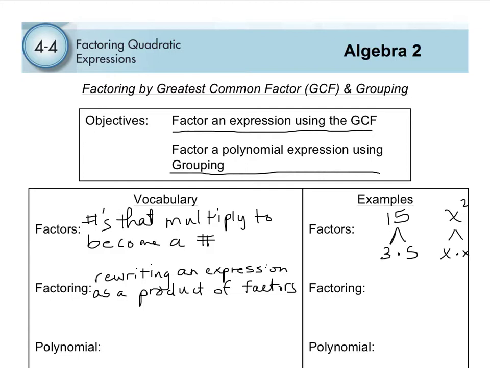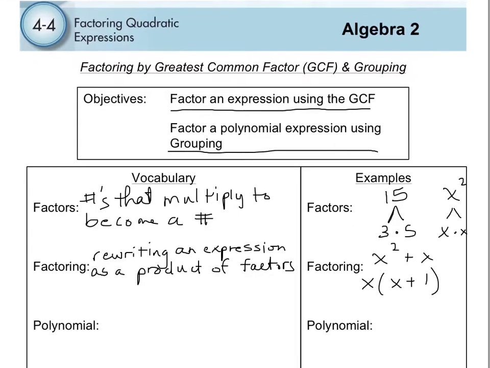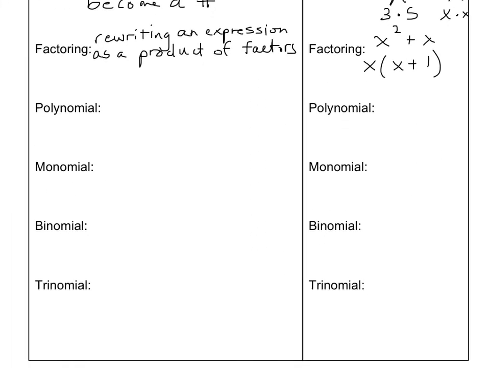But as I look at this expression, if I wanted to rewrite this, I'll give you an example here. If I had x squared plus x, and I wanted to factor this, you'll notice that both of these guys have an x in common. So I'm going to take an x away from each one of these, and I'm left with an x plus 1. And I'll explain more here in a little bit how exactly we do that process. But that's factoring.